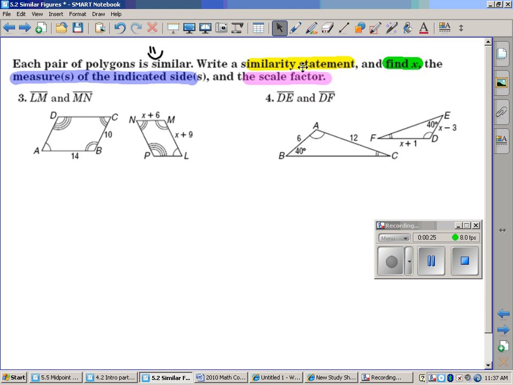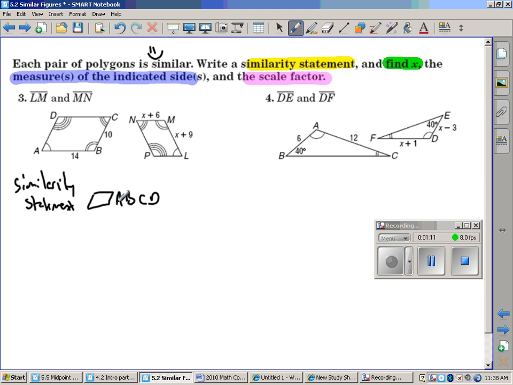Then it asks us to write a similarity statement, find the value x, find the measures of the indicated sides, and the scale factor. So the first thing I'll do is find the similarity statement. Since I already know that they're similar, I'm going to write a symbol for quadrilateral, parallelogram, whatever you want to call it, and I'll have to choose an order in which to write my vertices. The simplest way is to go in alphabetical order, so long as the vertices you write down are in consecutive order. So I can write A, B, C, D.